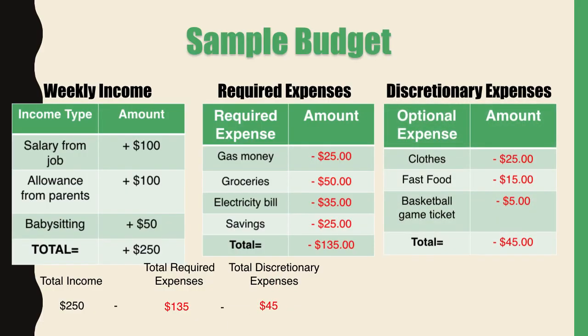Next, I estimated the different discretionary expenses that I will have for the week. These expenses included clothes, fast food, and a ticket to the basketball game. These expenses totaled to $45.